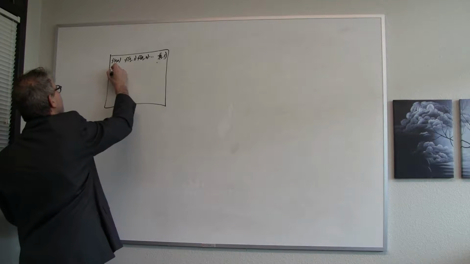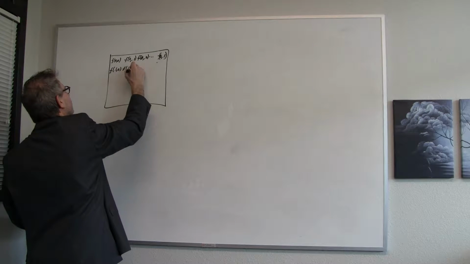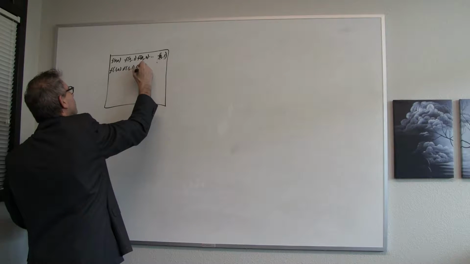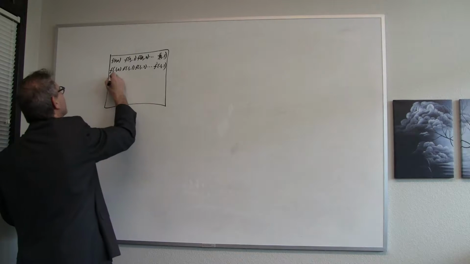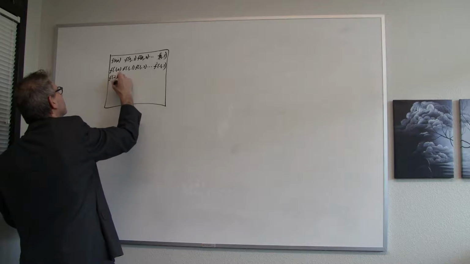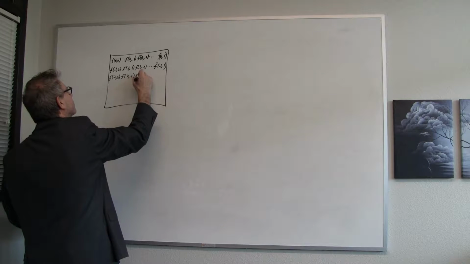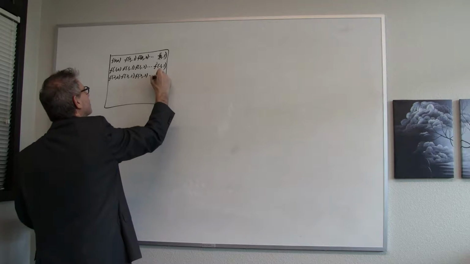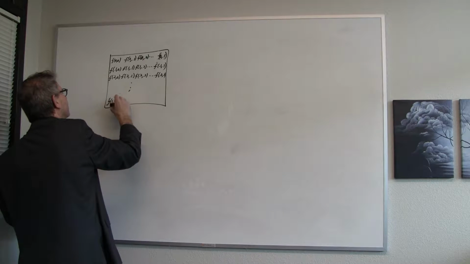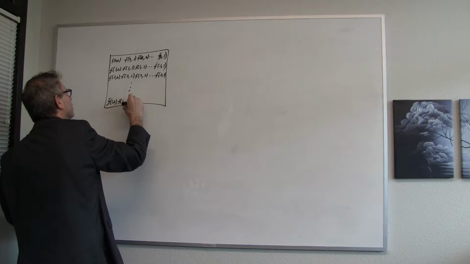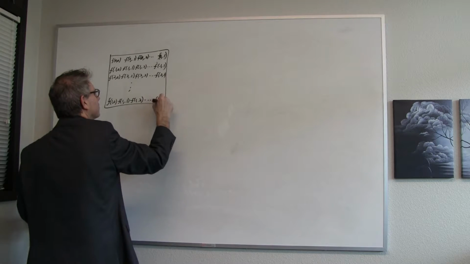And then this next row is going to be f of 0.1, 0, f of 0.1, 0.1, f of 0.1, 0.2, all the way out to f of 0.1, 1. This is f of 0.2, 0, f of 0.2, 0.1, f of 0.2, 0.2, all the way out to f of 0.2, 1, and so on down to f of 1, 0, f of 1, 0.1, f of 1, 0.2, out to f of 1, 1.